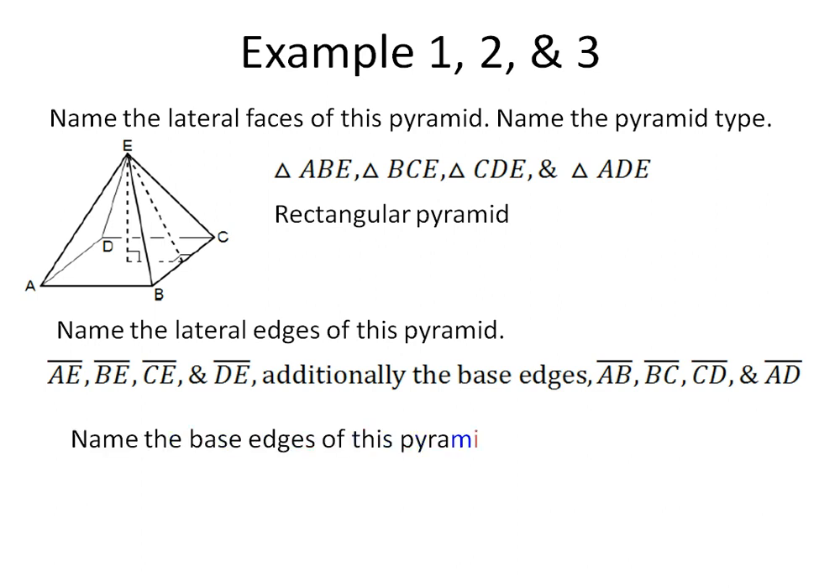All right, example 3. Name the base edges of this pyramid. In this case, we just repeat these last 4. So we have AB, BC, CD, and DA.